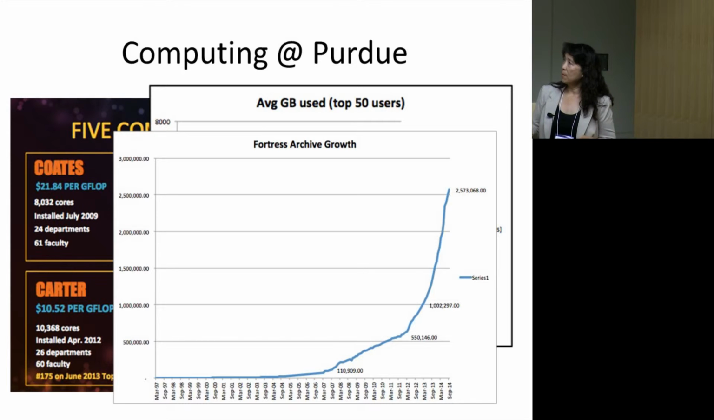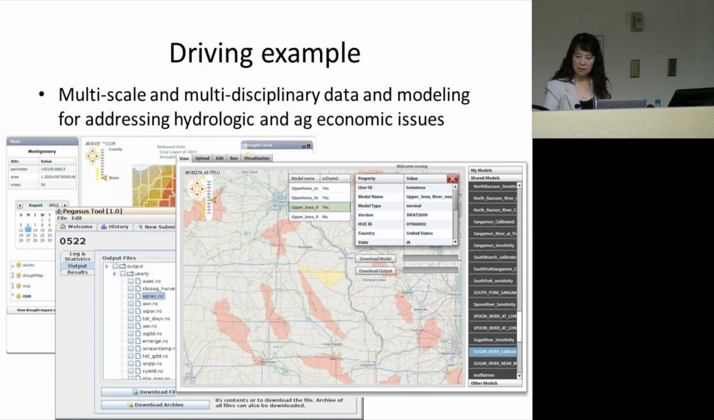And also, we're used to handling the tremendous growth in terms of data usage. So you can see on this chart the data usage for the top 50 users at Purdue, and it has grown tremendously in the last 2 years, as well as archival data. These are things just to show that not only do we have the front end, we can also supply a lot of power on the back end.